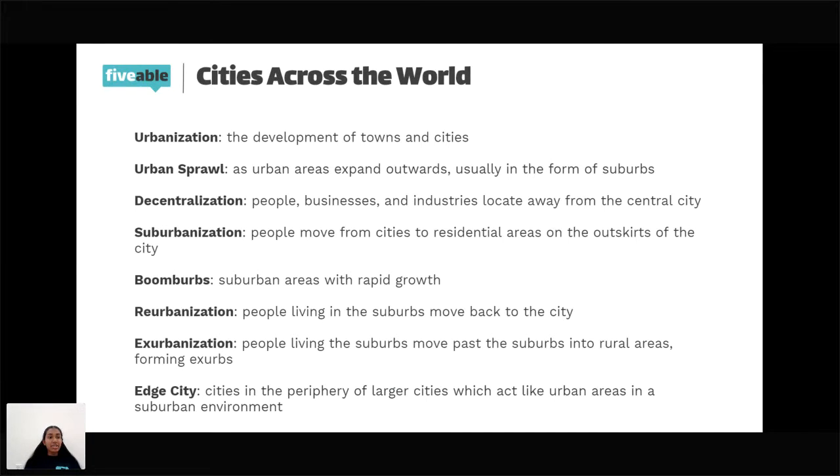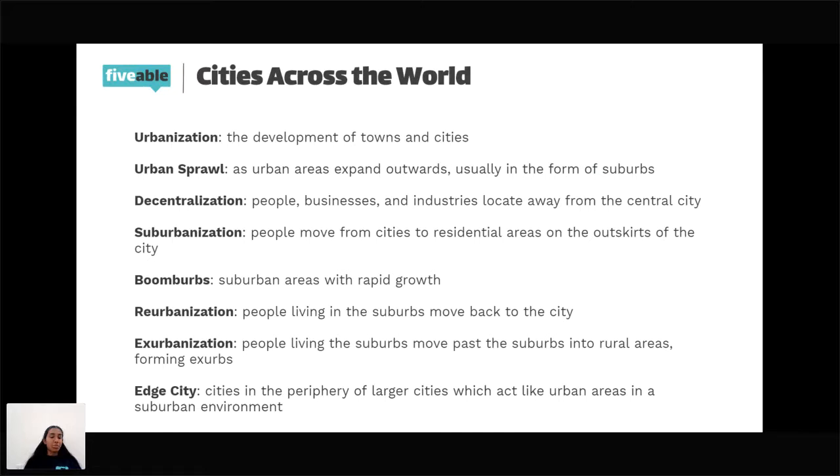And decentralization is a pattern that's becoming more and more common as cities grow. So people, businesses, and industries start moving away from the central city. So this would be downtown, and they start moving outwards. And this relates to the next topic of suburbanization.